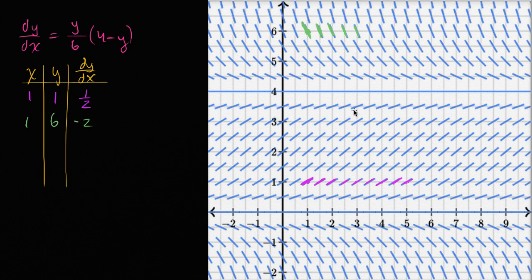So hopefully you feel pretty good that this is the slope field for this differential equation. If you don't, I encourage you to keep verifying these points here. But now let's actually use the slope field. Let's actually use this to visualize solutions to this differential equation based on points that the solution might go through.